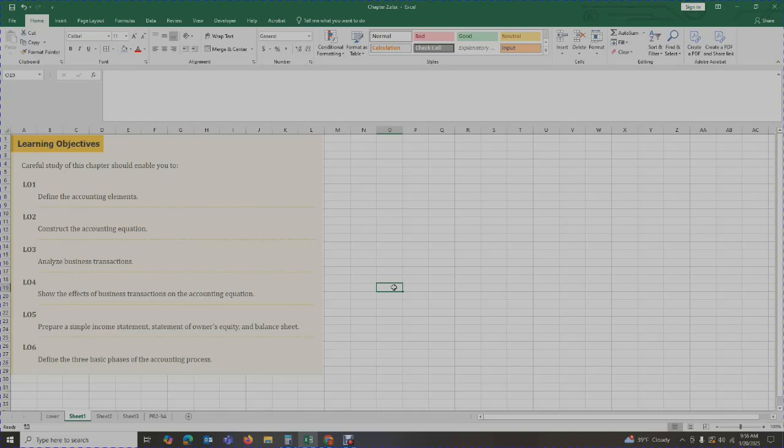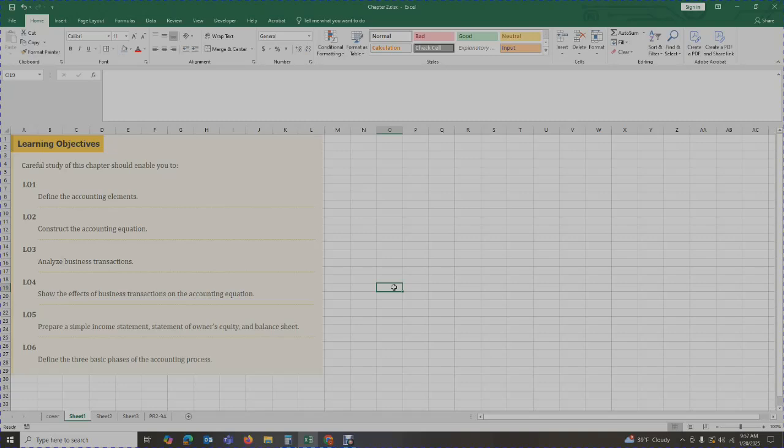Now, learning objective 5, prepare a simple income statement, statement of owner's equity, and balance sheet. That is on your homework. I'm not going to put much emphasis on it right now because I will cover that in detail in future chapters. For now, what I do want us to understand thoroughly is how to analyze transactions.